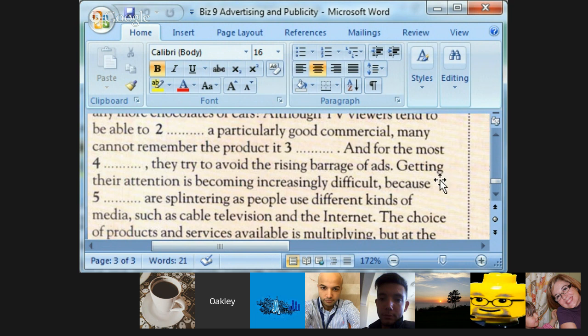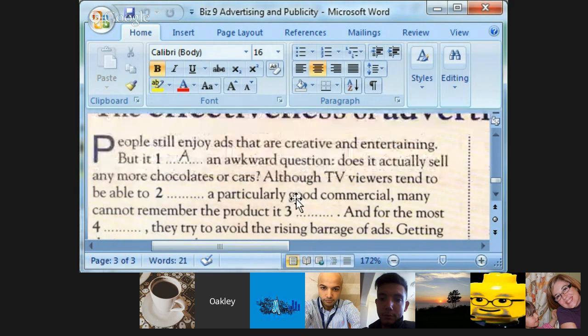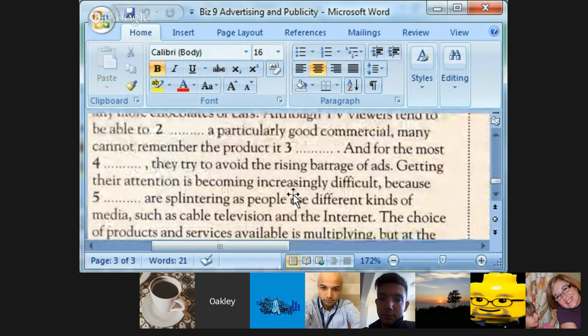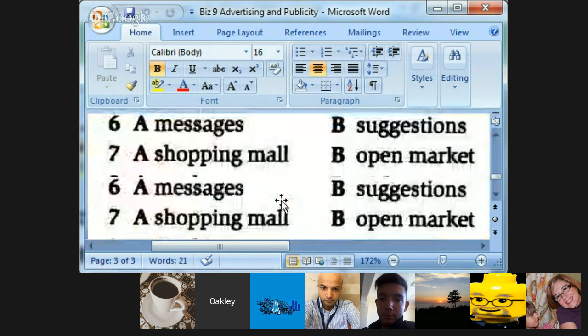Getting their attention is becoming increasingly difficult because... can you roll up, please? Sure. Because blank, you might need a little context, though. Because blank are splintering as people use different kinds of media, such as cable, television, and the internet. Okay. Blank are splintering. Splintering, coming apart.